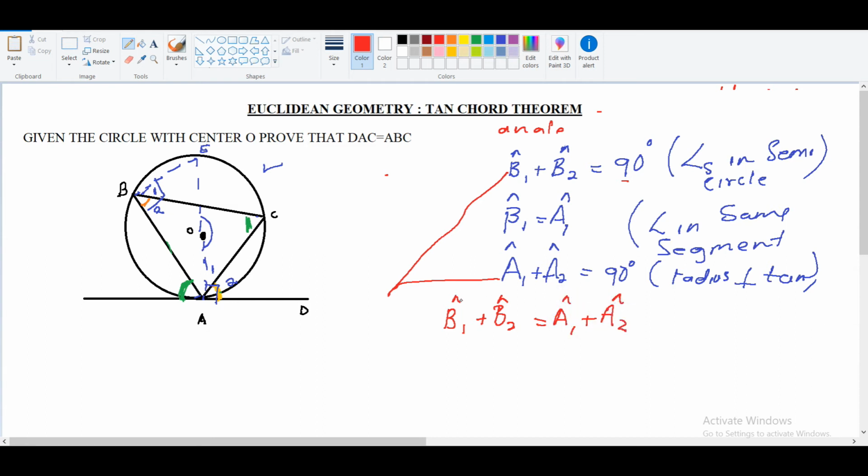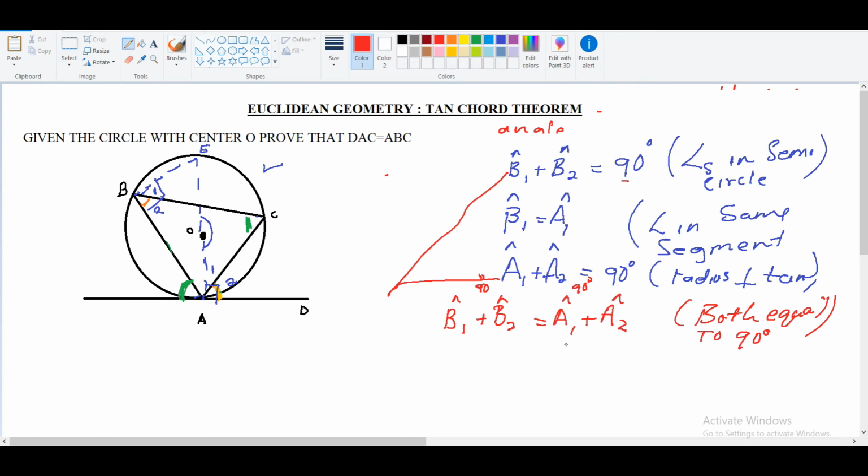Why are we saying that? Because this is equal to 90, and 90 is equal to 90 degrees. They are both equal to 90. So in Euclidean geometry, you must make sure that you write every reason. You don't just wake up and think, right? So which angle are we looking for? Now we are looking for angle DAC. So angle DAC is the same as angle A2, right?